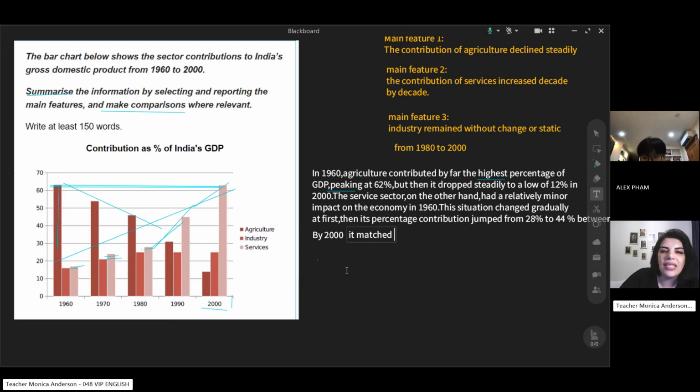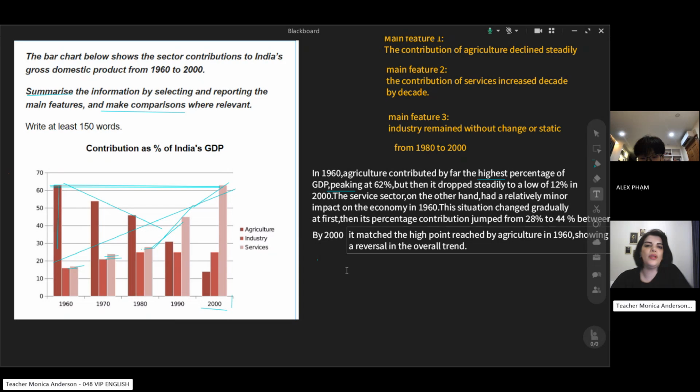Okay, so as you can see, the high point reached by agriculture in 1960, showing a reversal in the overall trend. What does it mean?